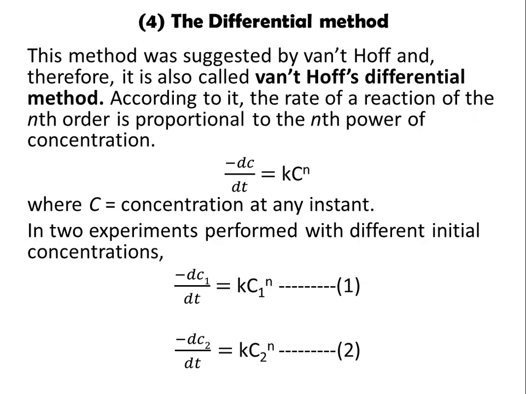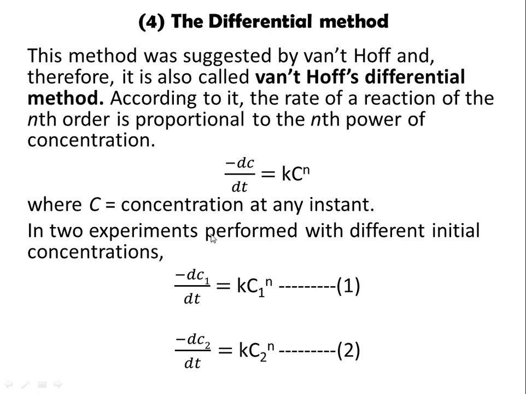Now the fourth method is the differential method. This method was suggested by Van 't Hoff and therefore it is also called the Van 't Hoff differential method. According to it, the rate of reaction of nth order is proportional to the nth power of the concentration. So, for example, here dC by dt, where C represents concentration, is equal to K multiplied by C raised to n, where C is the concentration at any instant, at any time.